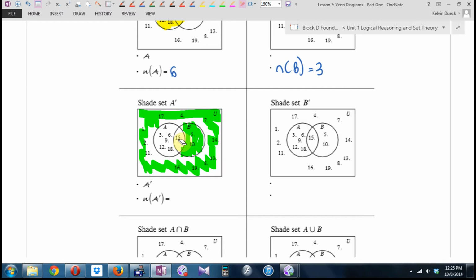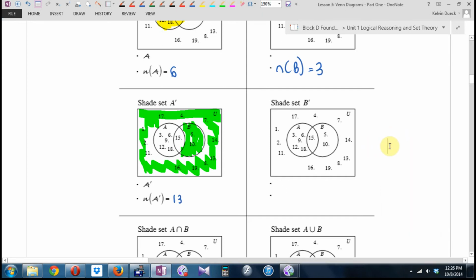What's n of A prime? Stop. I could count everything that I've colored. Can anybody tell me a faster way that I could figure out the number of elements in A prime? Yeah. Take the total number and minus the answer you got for shade set A. 20 take away 6. Sometimes it's easier to subtract than to do the counting. N of A prime is 14. You guys can count and confirm if you really want to, but I'm pretty sure it's right. It's 19 because it's less than 20. Oh, so 13.